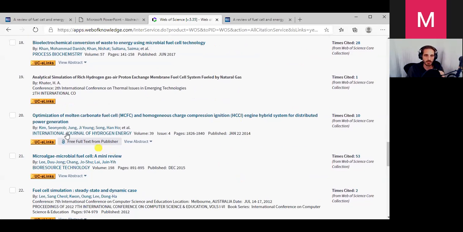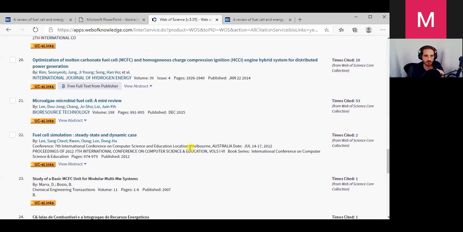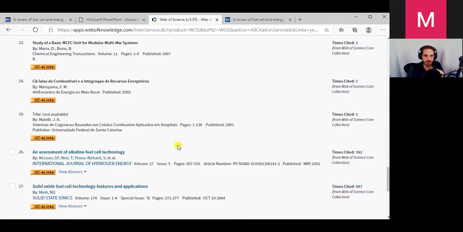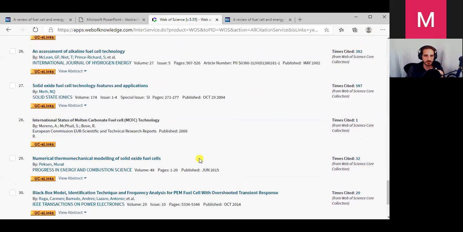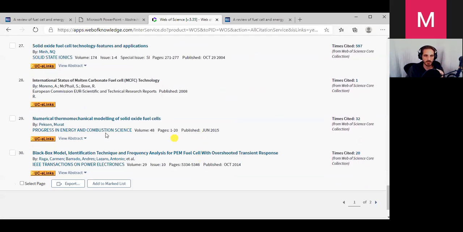Ooh, here we go. Optimization of molten carbonate fuel cell, good. This other thing, I don't know what that is. And then distributed power generation, getting a little bit closer. Let's keep going just to see what else we could find. Numerical thermomechanical modeling of solid oxide fuel cells. That's probably going to hit pretty close to what I'm interested in.